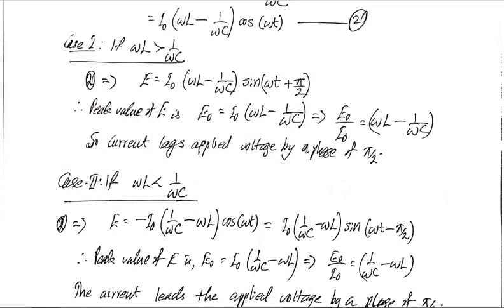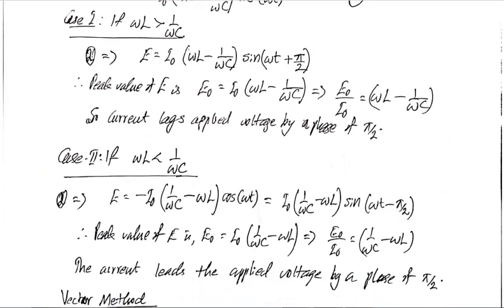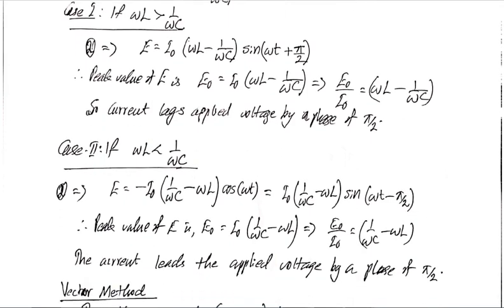So here also the peak value E0 equal to I0 into 1 by omega C minus omega L. So E0 by I0 is 1 by omega C minus omega L. This is the reactance of this LC circuit. Now we can see that the voltage E lags the current by pi by 2. So the current leads the applied voltage by a phase of pi by 2. So this is similar to the capacitive effect.